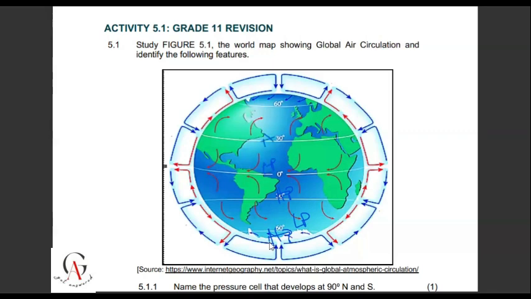It gets to high pressure in the subtropical, goes to low pressure, and goes to high pressure at the end. Because of this, we tend to have air moving from high to low. Coming from high, it must go to low.